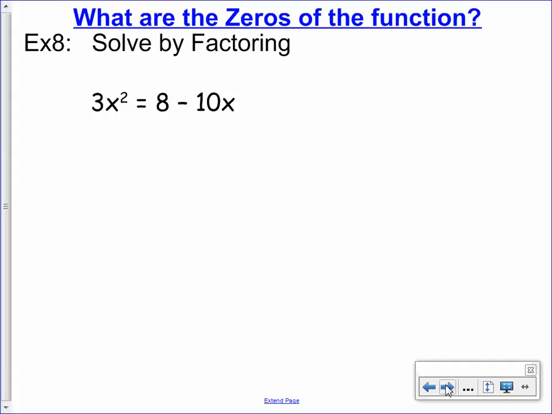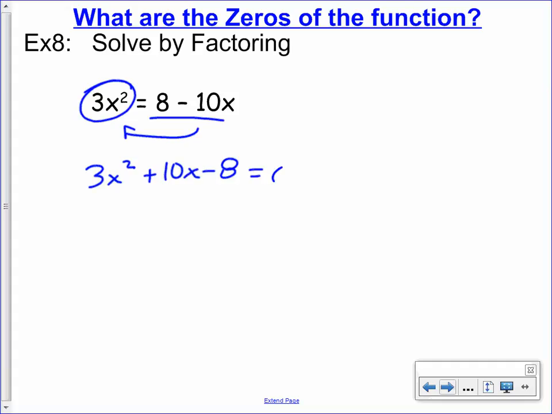Here we go. Well, in example 8, it's not set equal to 0. So the easiest thing to do is you want to kind of keep that x squared positive. So we're going to move all of this to the other side via subtraction or addition for the -10x. So set equal to 0, this becomes 3x squared plus 10x minus 8 equals 0. We're checking for a GCF. There is none. There's a number in the front, so slip and slide.